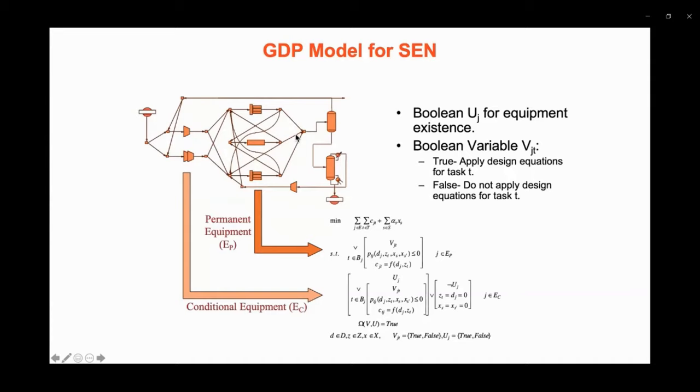I showed before the ones for separation, where we said A, B, and C, and I only have two columns. I know I need two columns, but I need to decide what tasks they will perform. So when you write down the GDP model for the ones that are single tasks, it's a simple disjunction as we saw before, where you have a choice of different units. But then when you have conditional equipment that may or may not exist, you may have what we call an embedded disjunction. If UJ is true, you are going to select that equipment, but selecting that equipment is going to be an OR statement on what tasks that equipment is going to perform.